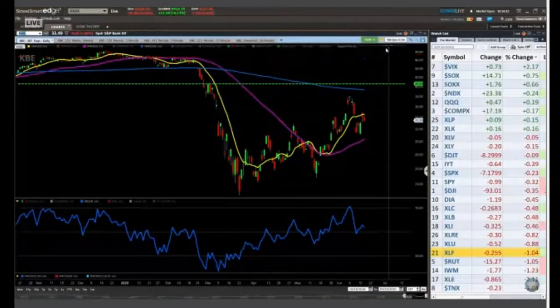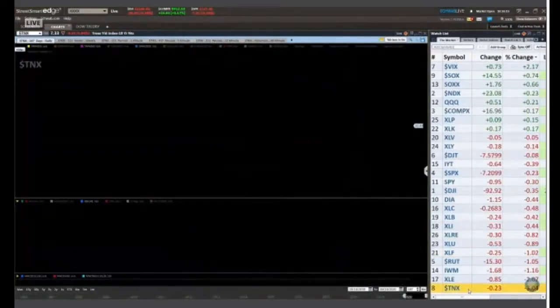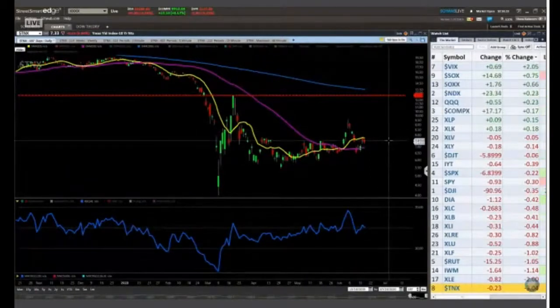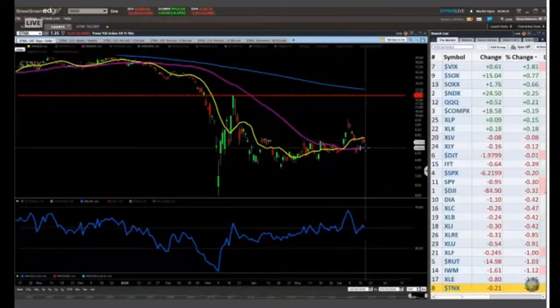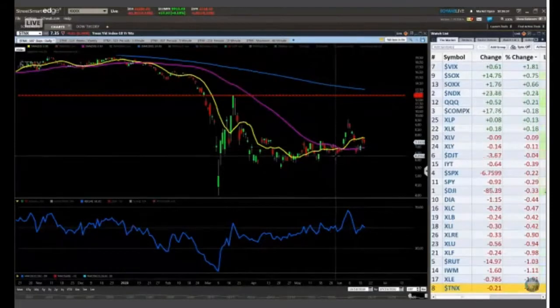I don't need these lines in here. I just want to check the 10-year real quick. We're back under. Yeah, that all looks very similar. We're back in the range. I think it's important to watch the 10-year if you're watching the financials and banks. I think the 10-year has a lot of import. When you see the 10-year spiking, you're going to get good spikes on the XLF. They just go hand in hand.